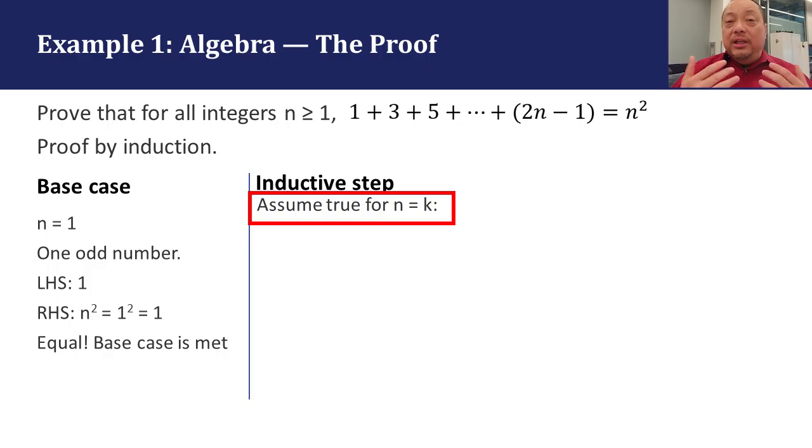In terms of the locker analogy, we're not talking about a particular locker. We're saying that if we can open any locker k, then we can open the next locker k plus 1. The k in this step is an arbitrary integer.